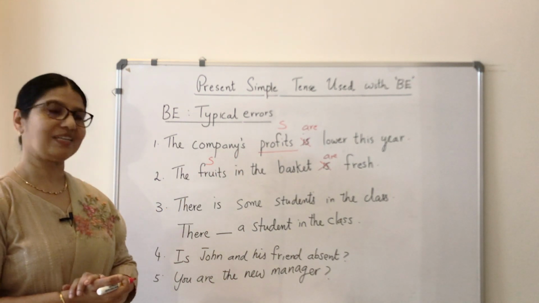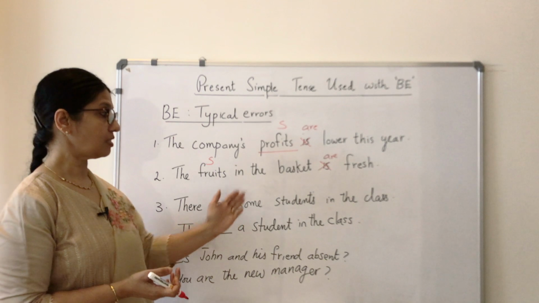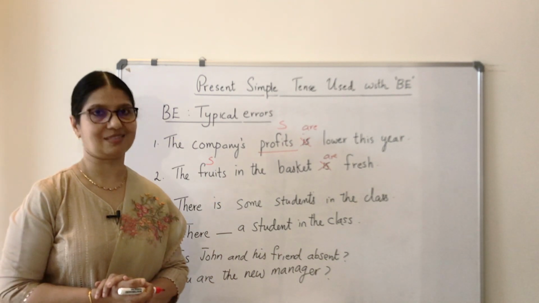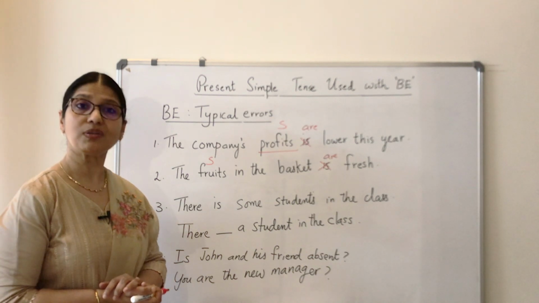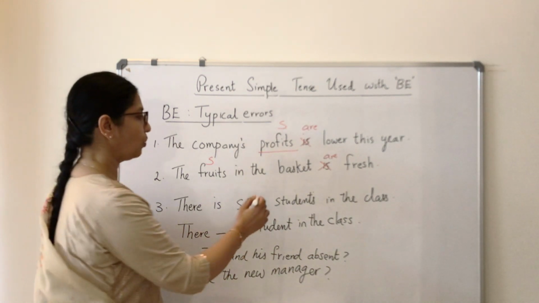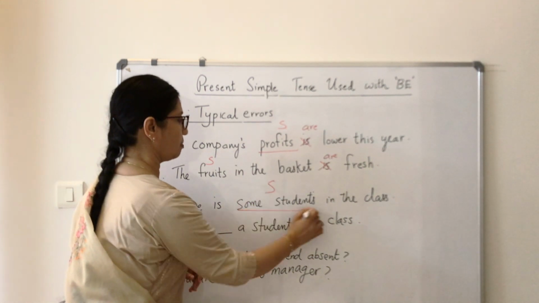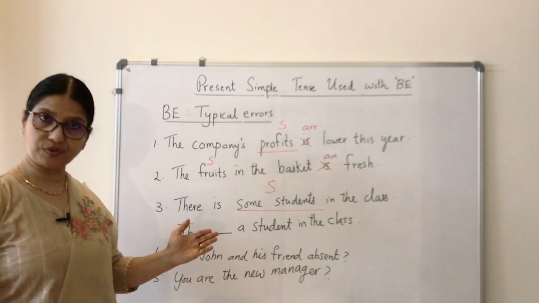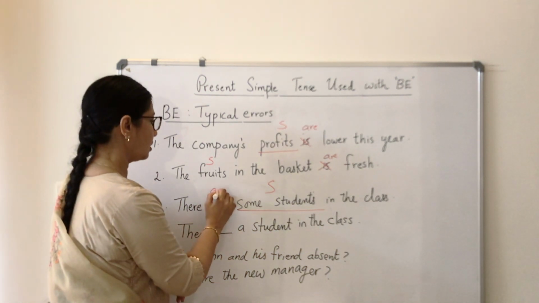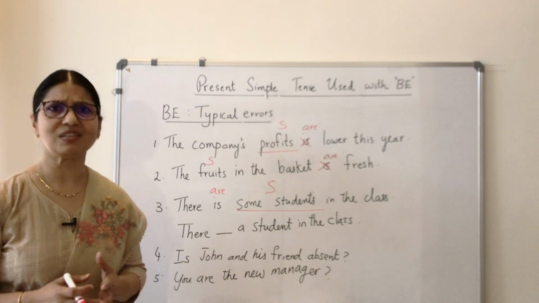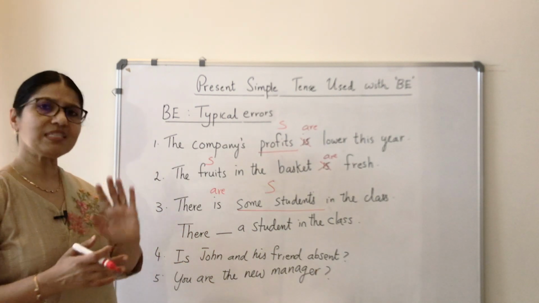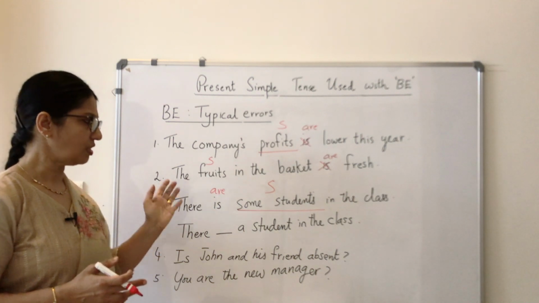Moving on to the third sentence. There is some students in the class. What is the subject here? We are talking about some students. And you know that it's a plural subject, some students. So we should write, there are some students in the class. But did you notice something? There's something strange about the order in the sentence.